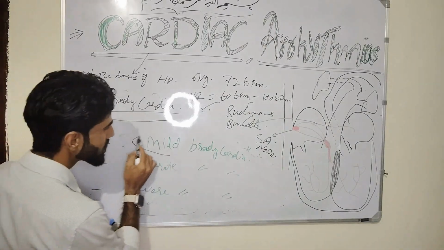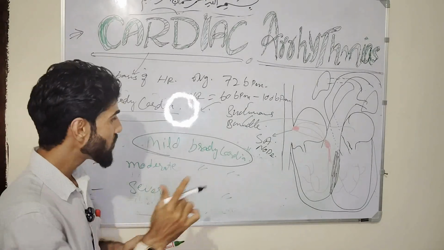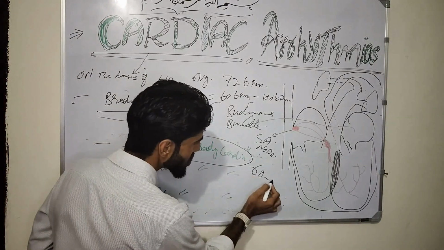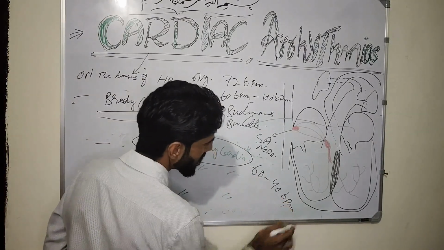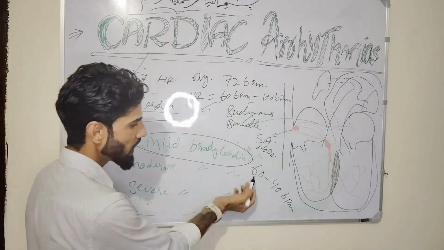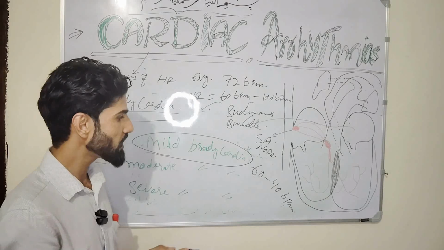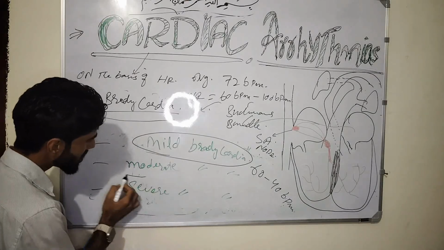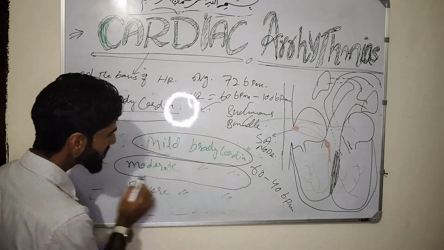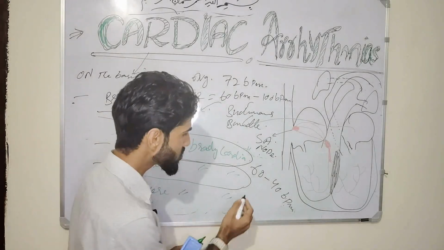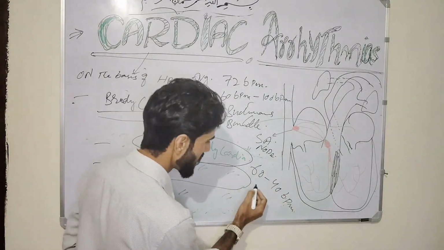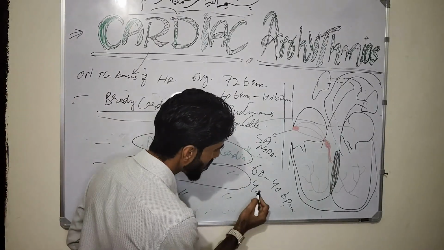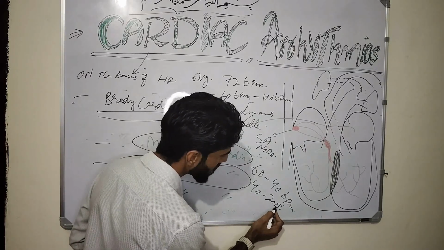Mild bradycardia means when the patient's heart rate goes less than 60 beats per minute, that is, between 60 and 40 beats per minute. In the second condition, moderate bradycardia, the patient's heart rate goes less than 40 beats per minute, down to 20. We call it moderate bradycardia: 40 to 20 beats per minute.